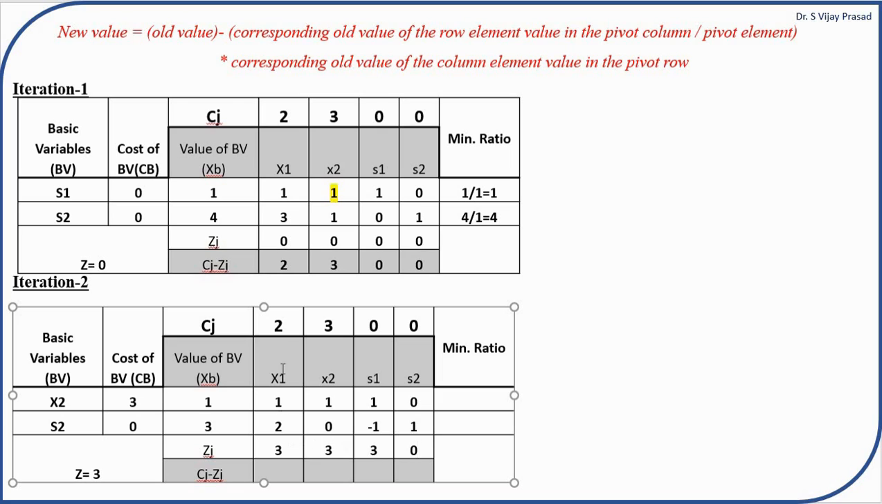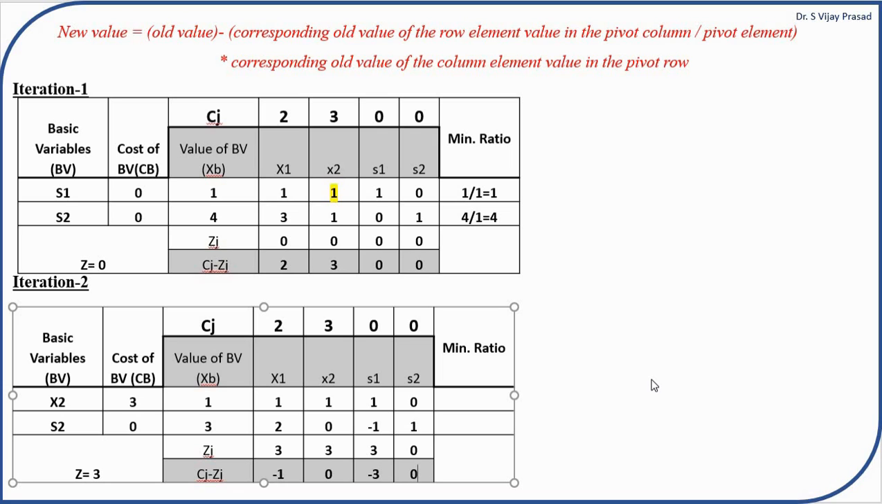Now, very similarly, we are going to calculate the Cj minus Zj. Cj is the 2. 2 minus 3 is minus 1. Here 2 minus 3 is minus 1. Here 3 minus 3 is 0. And this is 0 minus 3 is minus 3. Here minus 3. And 0 minus 0 is 0.